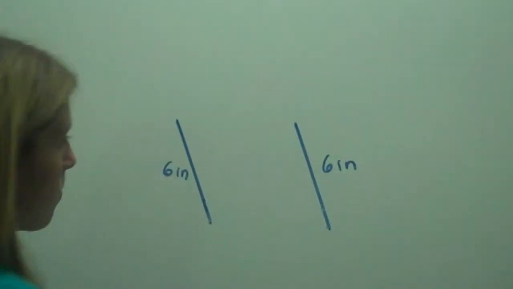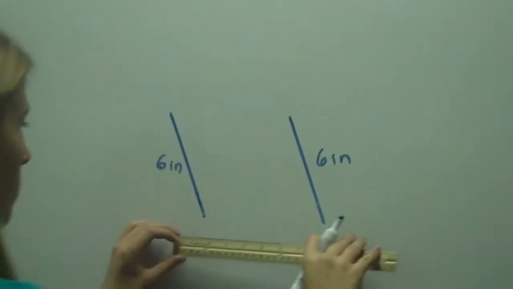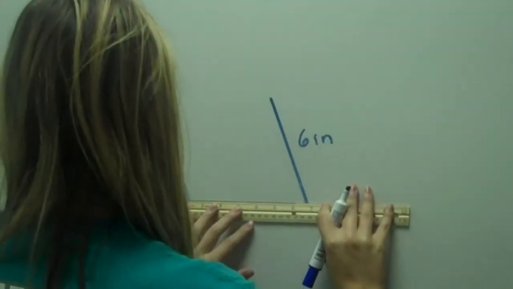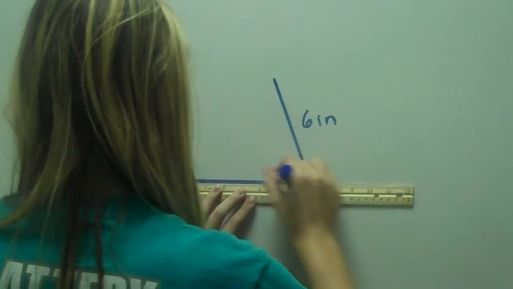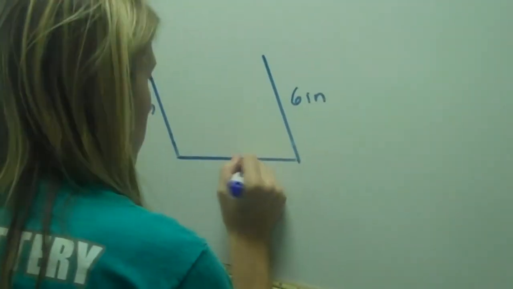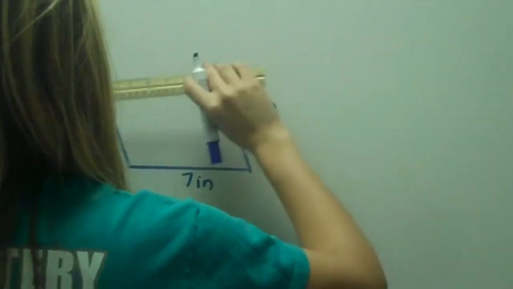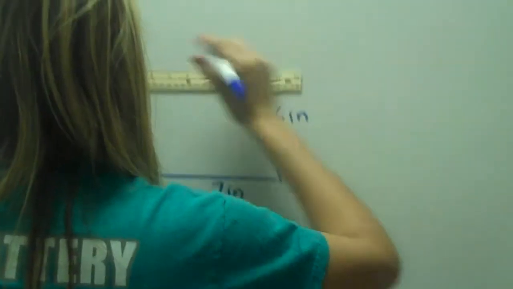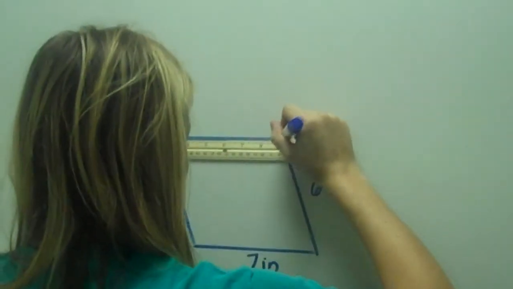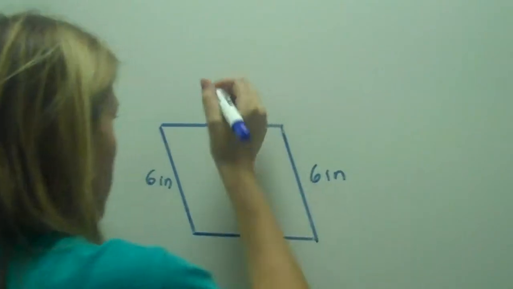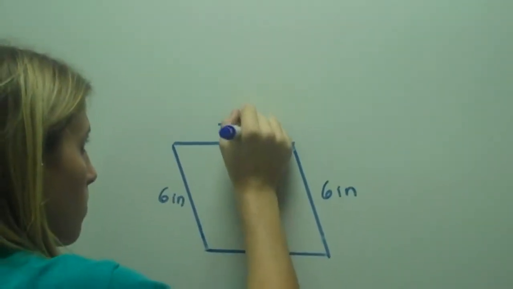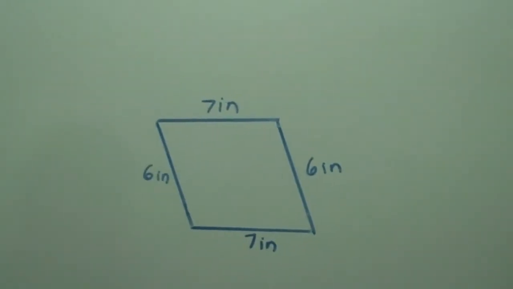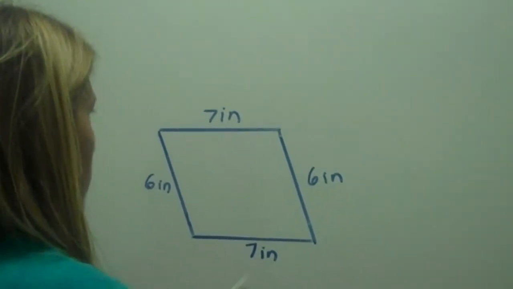Now we need to connect the two parallel lines, which happens to be 7 inches on each side. Now we know that we have two pairs of congruent sides, and Marissa will draw the hashtags to show you which sides.